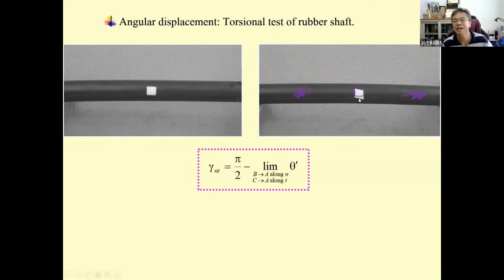Okay, and then again do the definition. This is pi over 2, and this is the angle. I said this is going to be in the radian unit, and the previous one is going to be millimeter by millimeter. We call it shear strain, gamma.